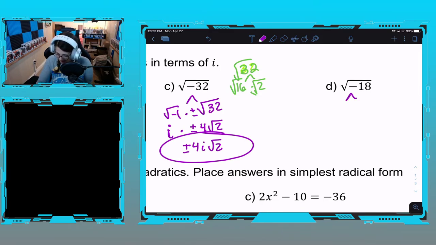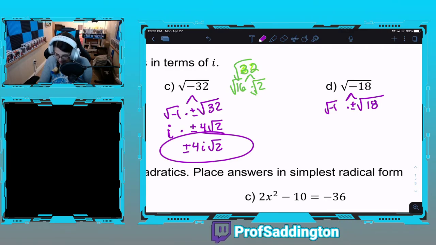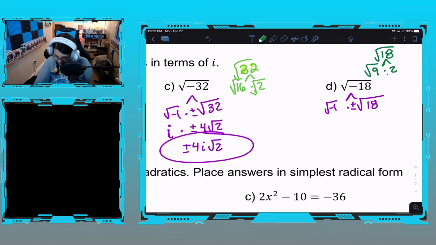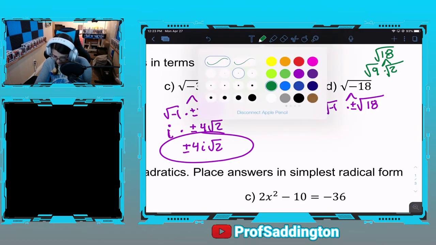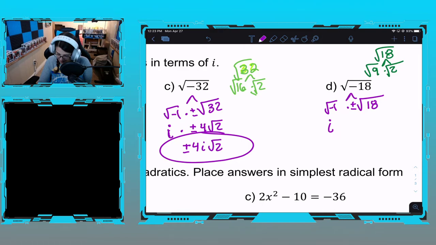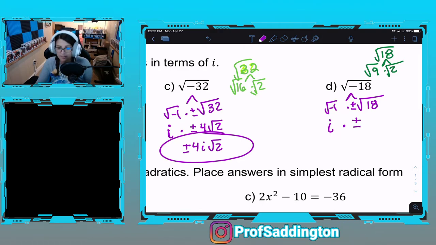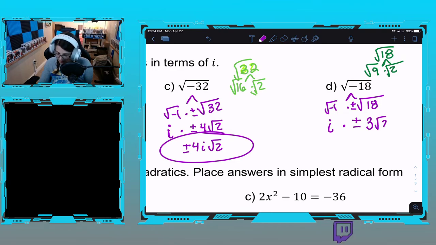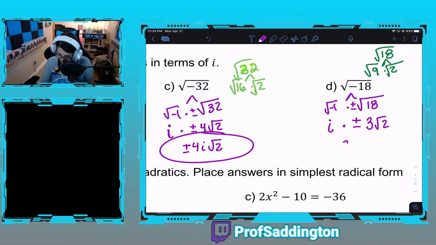Radical 18. So we have square root of -1, square root of 18. Obviously, we're going to have a plus or minus in front of that. We can break up 18 off to the side if that's helpful. So we have 9 and 2. And again, these are radicals. So we have I over here times plus or minus the square root of 9 is 3. And we're going to keep our radical 2. So putting that all together is 3I radical 2.